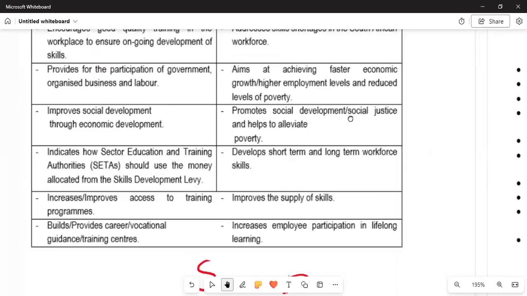Develop short-term and long-term workforce skills. So it's going to make sure that they are going to develop short-term and long-term workforce skills. Improve the supply of skills. It's straightforward. Increases employees' participation and lifelong learning. So this is how these strategies are.